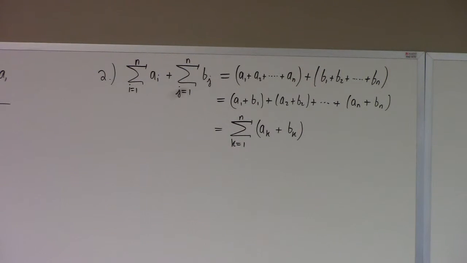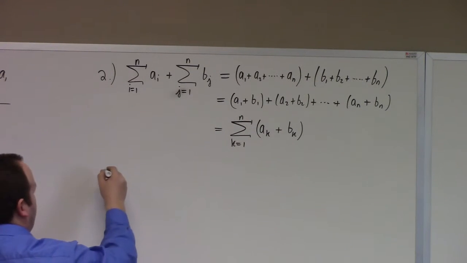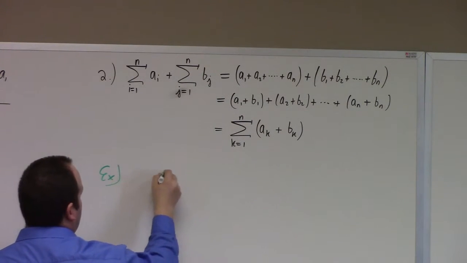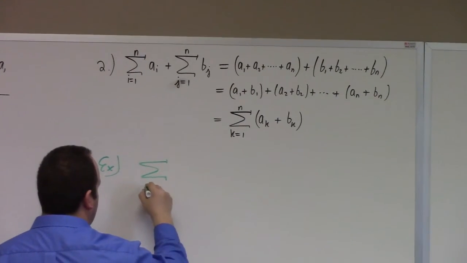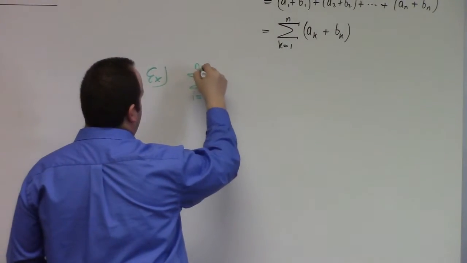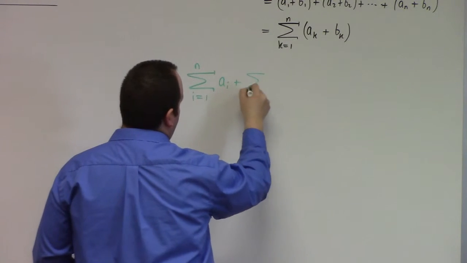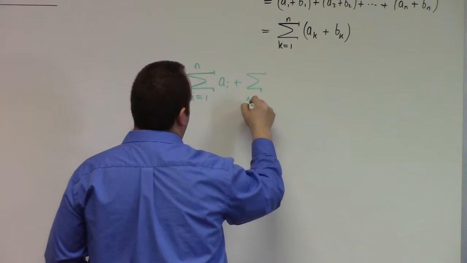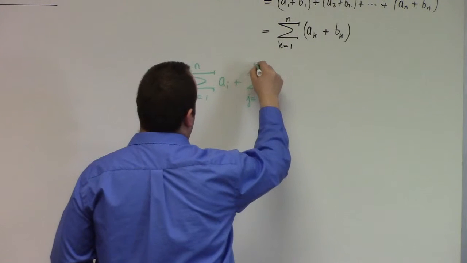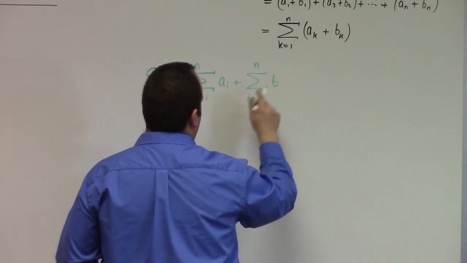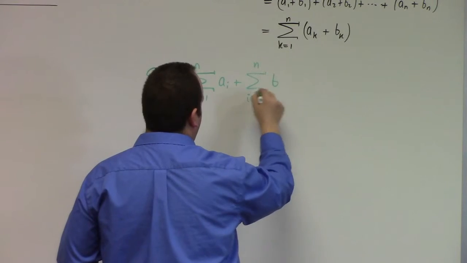Your question? Can you only do that if they start at the same number and end at the same number? Right. If the sums have different starting points or ending points, then you'd have to do something different. Like, for example, that's a great question. Here's a modification of 2. If you had something like the sum, let's say i equals 1 to n of a sub i plus the sum j equals 3 to n of b sub, let me use i. We can use i in both, right? b sub i.